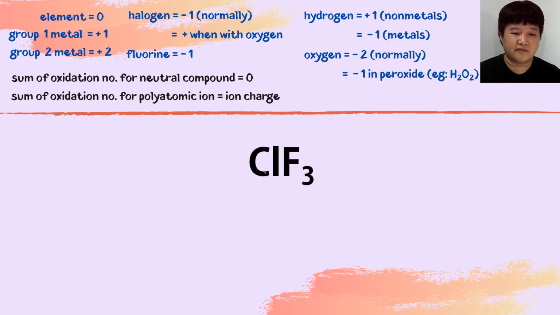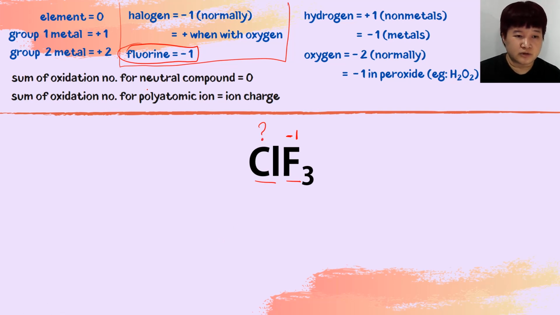Next, we have ClF3. If you look at this compound, both elements are actually halogens. One is chlorine, one is fluorine. But how do we know which one is positive, or which one is negative? We will check based on the rules. If you look at the rules, your fluorine must be -1. So your fluorine over here must be -1. Since your fluorine must be -1, how much would be your chlorine?